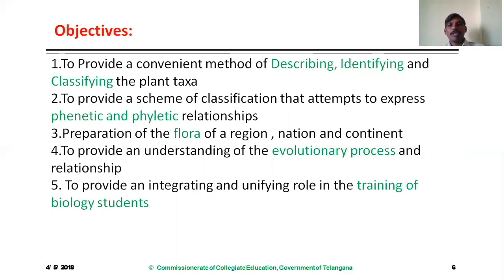Preparation of the flora of a region, a nation, or a continent. Flora is nothing but a collection of plants belonging to a particular area.